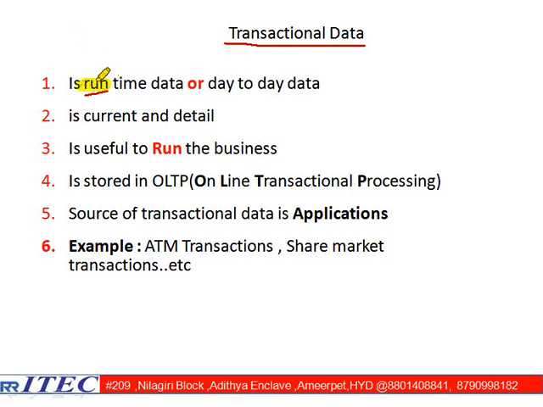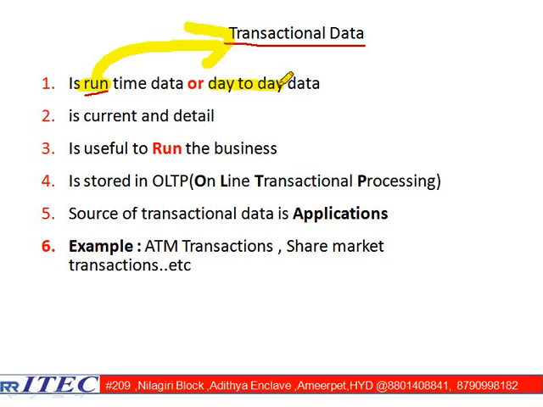Whenever you are running your business, then only you will get one kind of data that is called transactional data. Suppose I am opening this institute and I am running it batch by batch, then only I will get the transactions. Otherwise, I won't get the transactions. Correct?